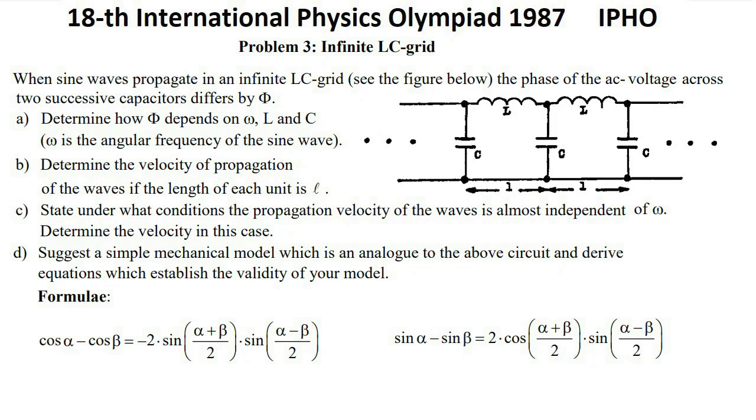Problem 3. Infinite LC grid. When sine waves propagate in an infinite LC grid, see the figure, the phase of the AC voltage across two successive capacitors differs by phi. Question A. Determine how phi depends on omega, L and C.